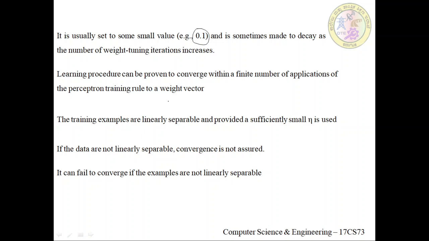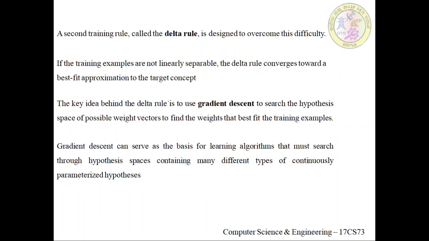So because of this problem of linearly separable and non-linearly separable data, another rule has been designed. It is called the delta rule. Although the perceptron rule finds a successful weight vector when the training examples are linearly separable, it might fail to converge if the examples are not linearly separable. That is why the delta rule is designed to overcome this difficulty.